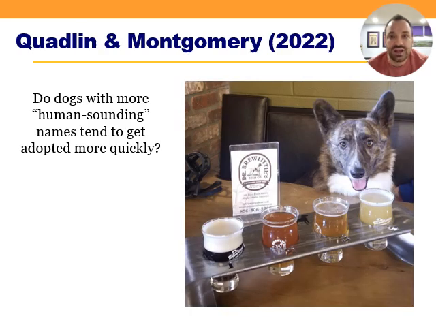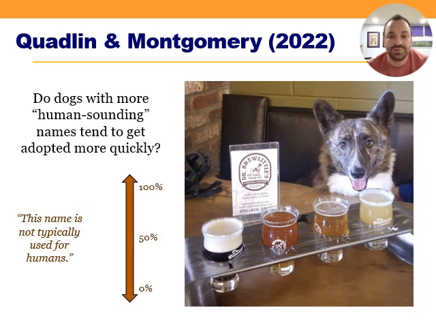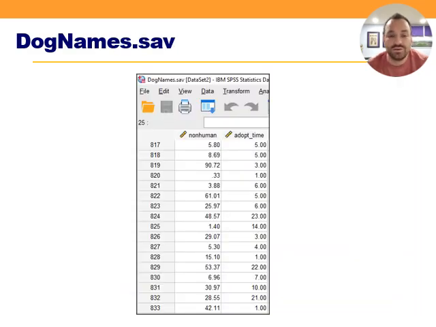To practice this, I left you with a practice problem where the researchers collected data from an animal shelter, and they wanted to know if dogs who have more human sounding names tend to get adopted more quickly. So we're talking about, is this a name that could be given to a human as well as a dog, or is this a name like brisket that's probably not going to be given to a person, but could be given to a dog? So here's the data file that you would have used if you did this practice problem.